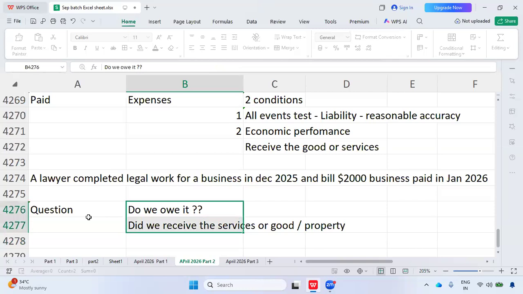So we will not be talking about the payment. Payment can be done anytime. But if the two conditions are met, then we can claim it as an expense in the same year. Okay, right? Yes.